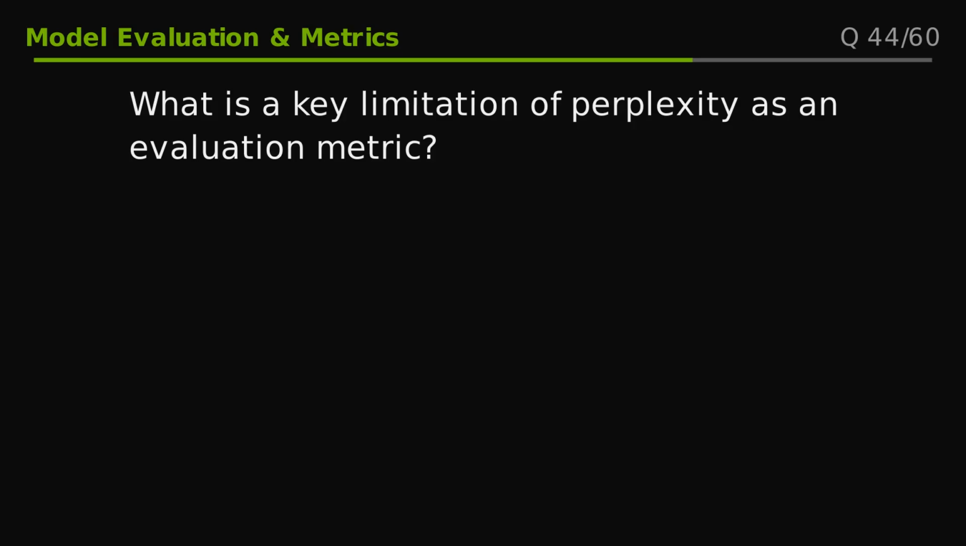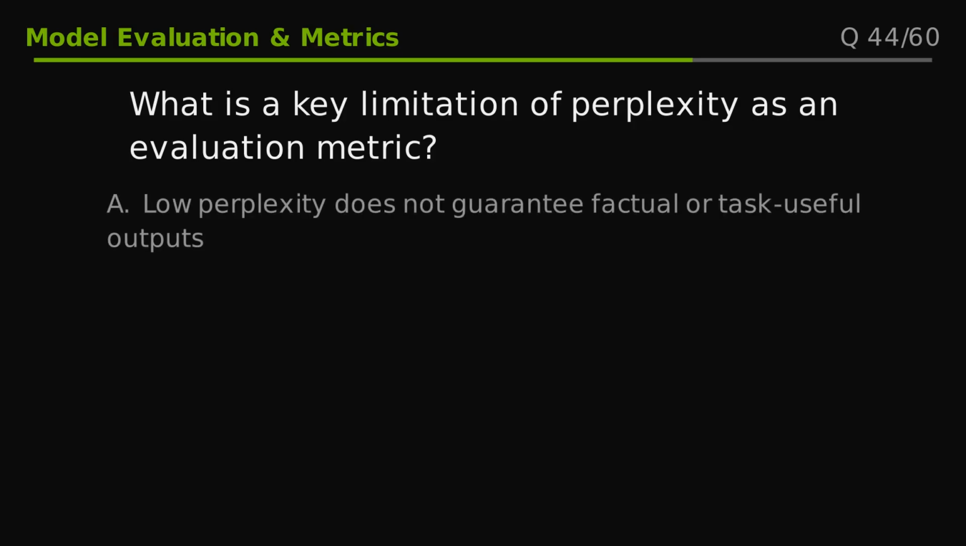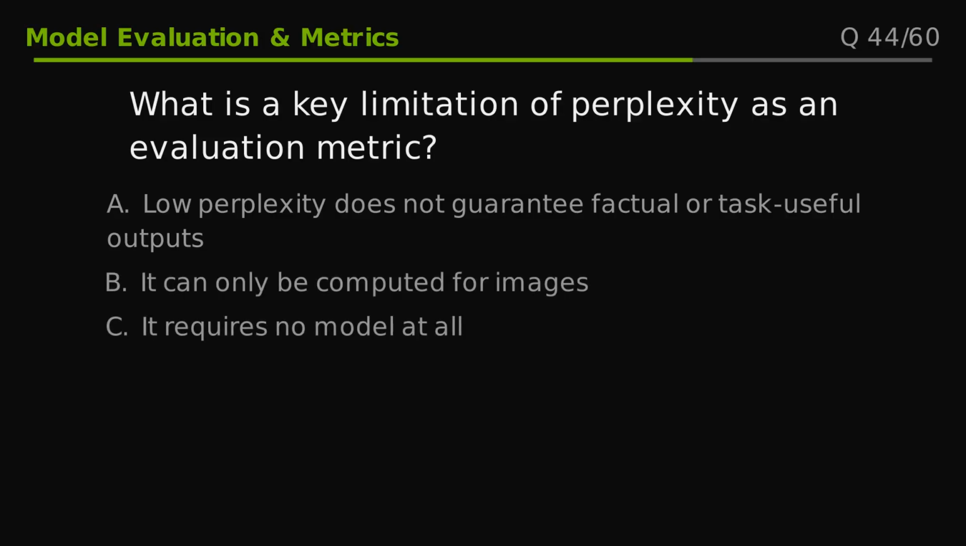Question 44. What is a key limitation of perplexity as an evaluation metric? Option A. Low perplexity does not guarantee factual or task-useful outputs. Option B. It can only be computed for images. Option C. It requires no model at all. Option D. It measures temperature.